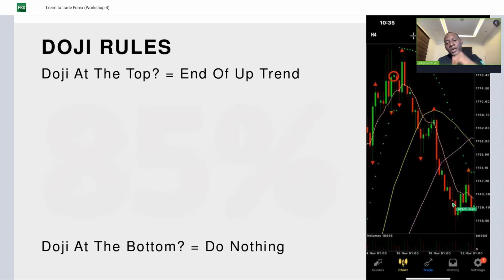If you see a doji at the bottom of the trend, for example, this is one doji here, we ignore it. This is another doji here. We ignore those dojis because gravity is most effective when you are above, when you are up. When you are coming down already, the doji is not that effective as an indecision candle. But at the top, close. Okay, so doji at the top, end of uptrend. Doji at the bottom, do nothing because we may still be going down.